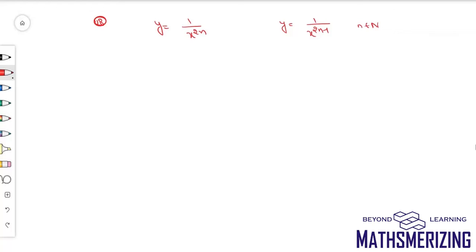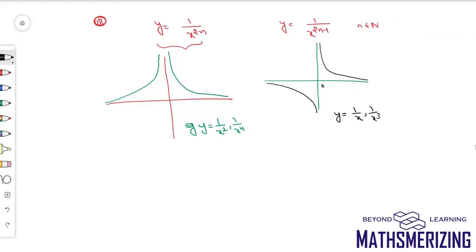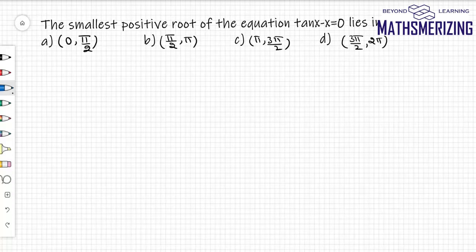Now for the graph of y equals 1 upon x to the power 2n, what we clearly know is this graph won't be defined at x equals 0. So that is the graph of any function which is of the form 1 upon x to the power 2n. Say for example, y equals 1 upon x square or 1 upon x to the power 4. In the same way, for y equals 1 upon x to the power 2n minus 1, the graph will take this form. For example, the graph 1 upon x or 1 upon x cube, they all will have the same basic shape.